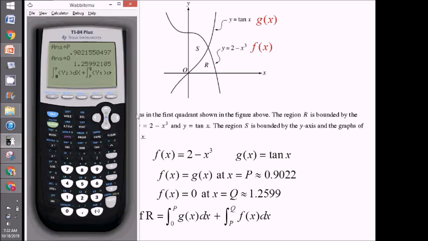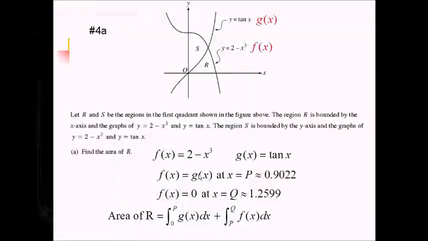So here's what this looks like on the calculator. I've got the integral from 0 to p, where I stored my value, of y2, that's the g function, plus integral from p to q of y1, which was my f function. Pressing enter on all this, it's about 0.729. So there's my area.